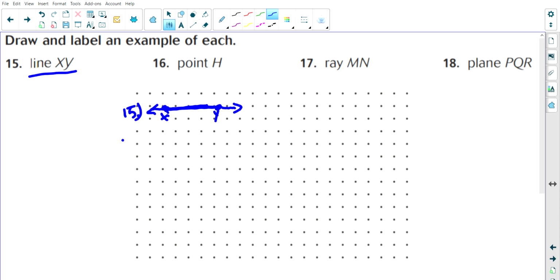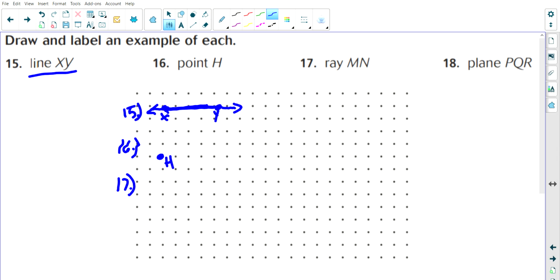Okay, number 16. Number 16 says point H. So a point is just a point in space. So all I need is to draw a point and I need to label it H. Easy peasy. Number 17. Ray MN.